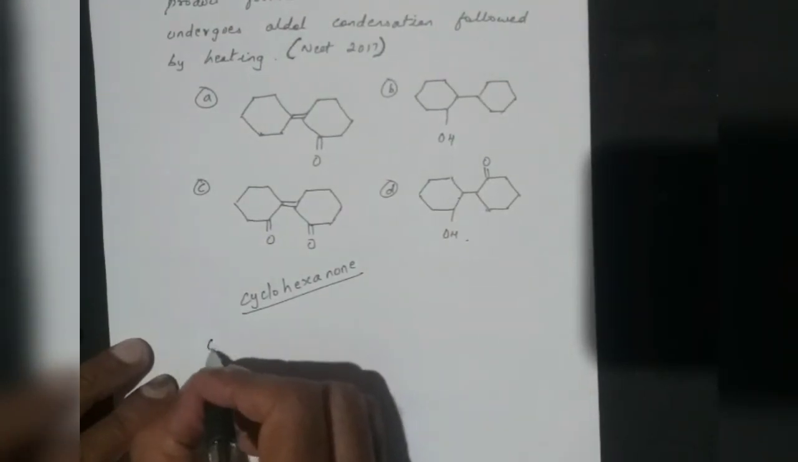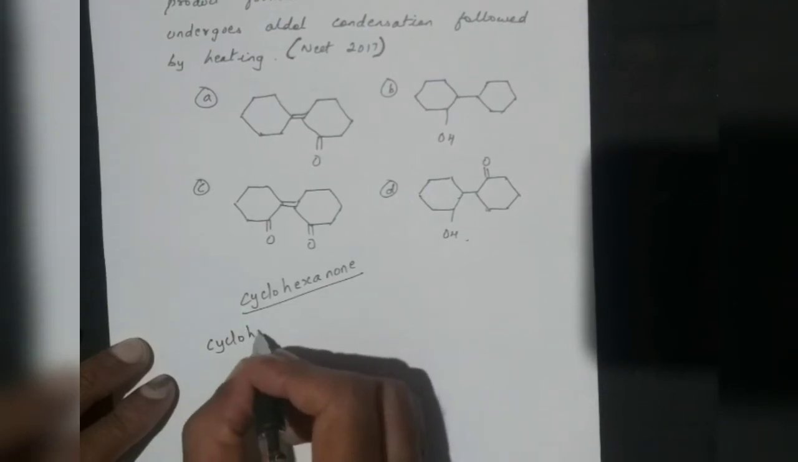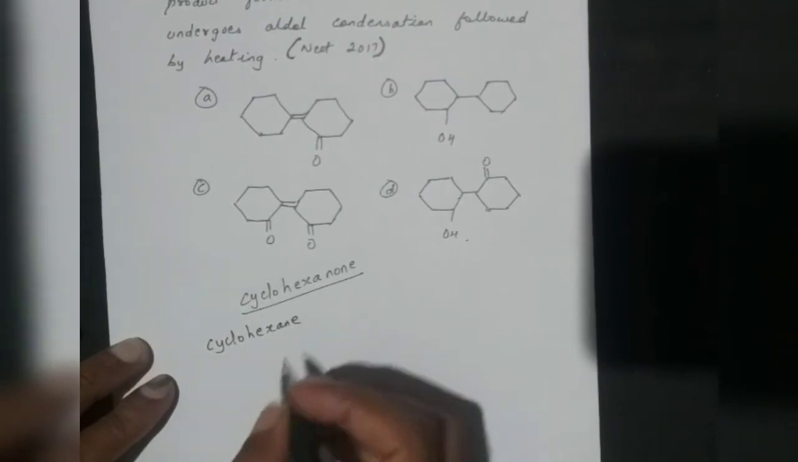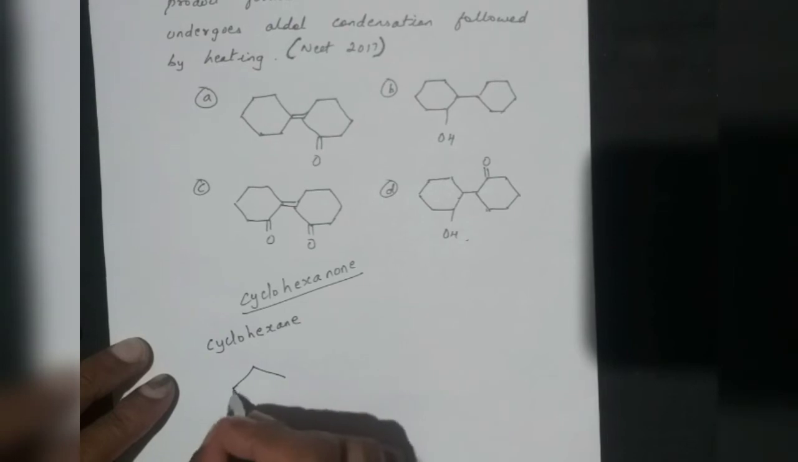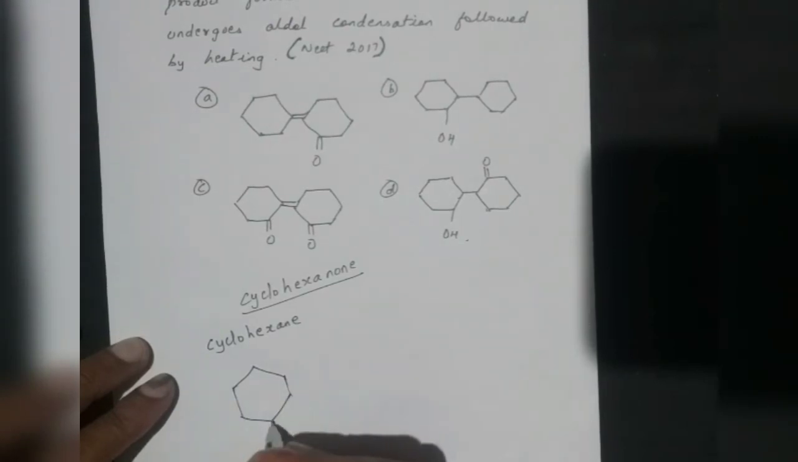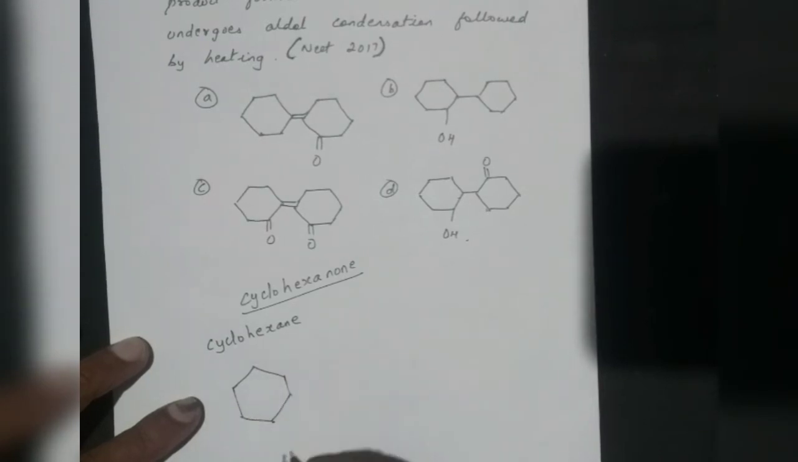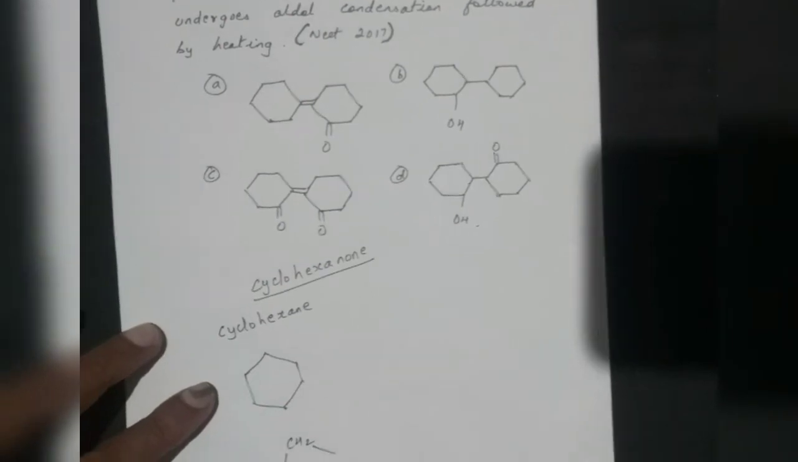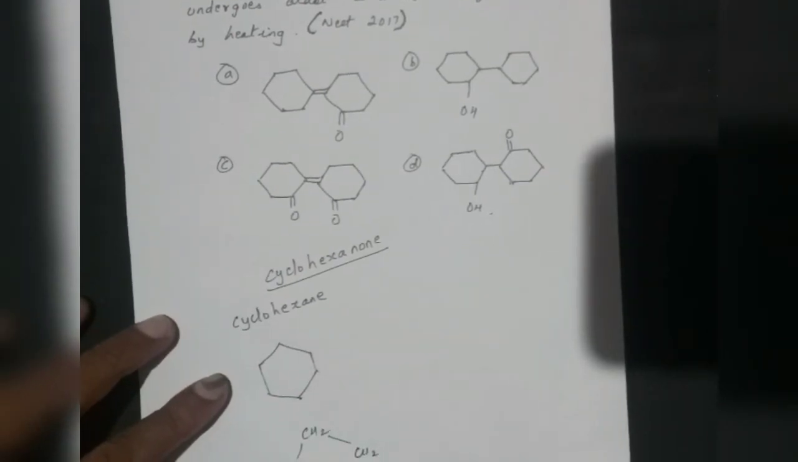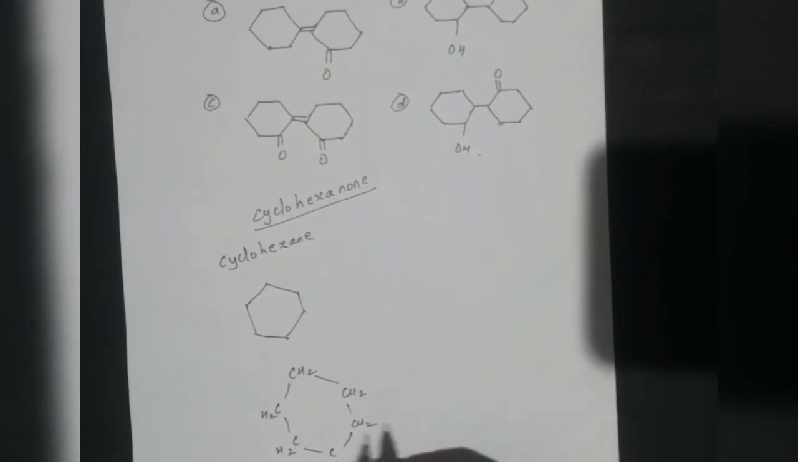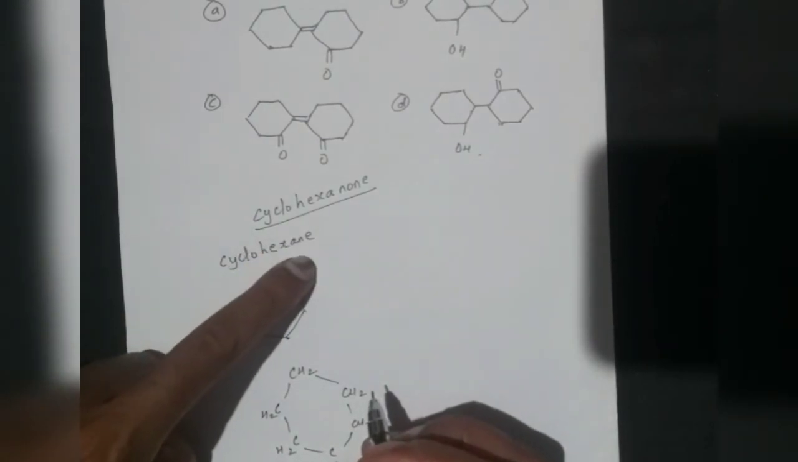So let us take the cyclohexane first. Cyclohexane is like the benzene ring, but there will be no double bonds in this case. I will write it like this, for example, CH2, CH2, CH2, CH2, and the CH2. So this will be the cyclohexane structure.